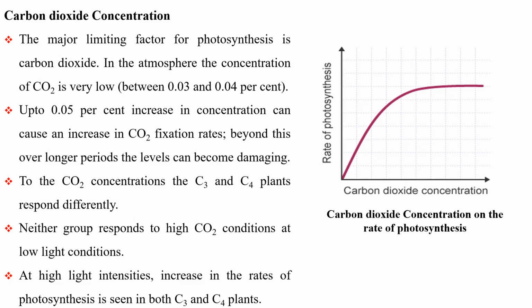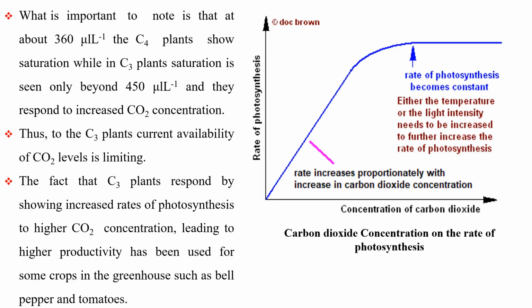The C3 and C4 plants respond differently to the carbon dioxide concentration. Neither group responds to high carbon dioxide conditions at low light conditions. At high light intensities, increase in the rates of photosynthesis is seen in both C3 and C4 plants. What is important to note is that at about 360 μl per liter, the C4 plants show saturation, while in C3 plants saturation is seen only beyond 450 μl per liter, and they respond to increased carbon dioxide concentration.